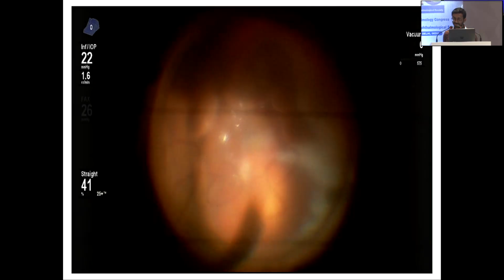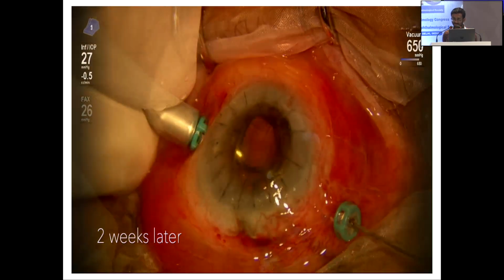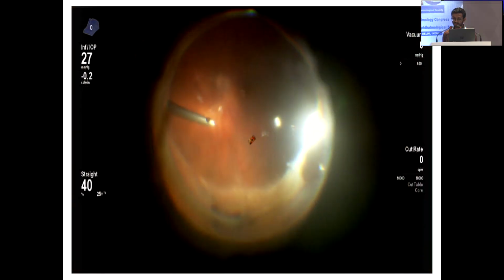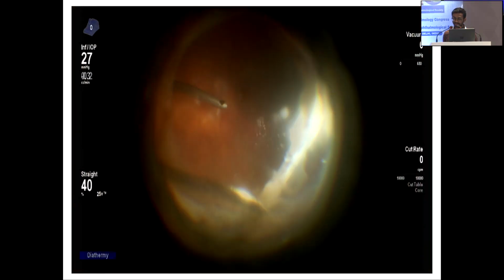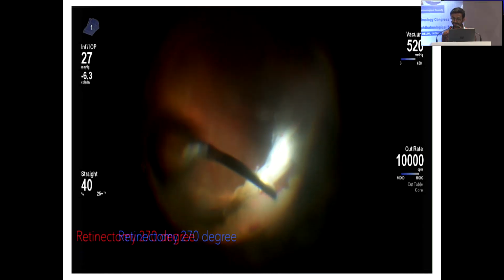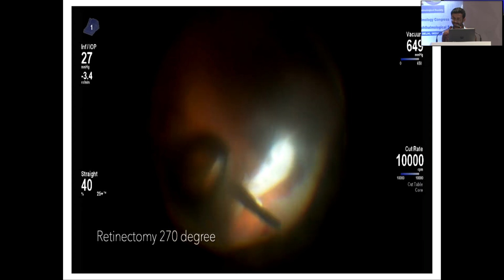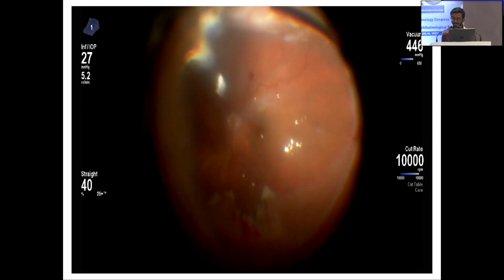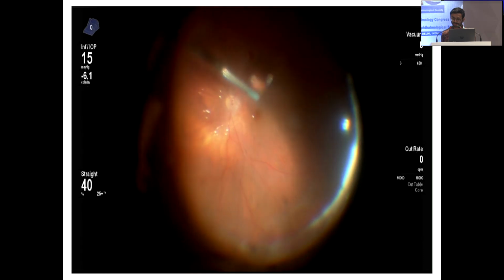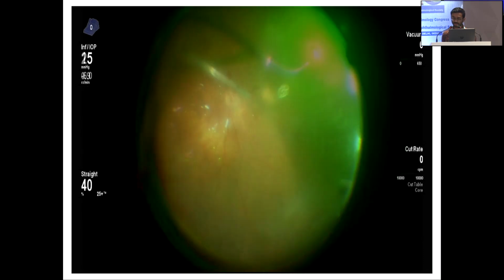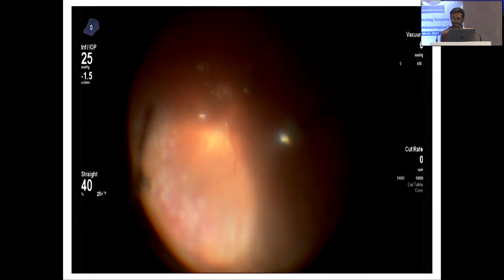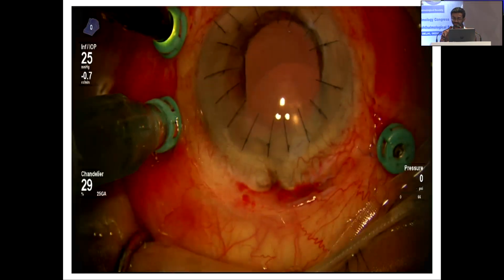So PFCL was kept in situ, and 2 weeks later, the patient was again taken up. Through a pars plana approach, it was seen that the retina was settled at the posterior pole. However, because of thick peripheral folds, a 270° retinectomy was done. Further PFCL was introduced and endolaser was done, followed by direct PFCL silicone oil exchange.